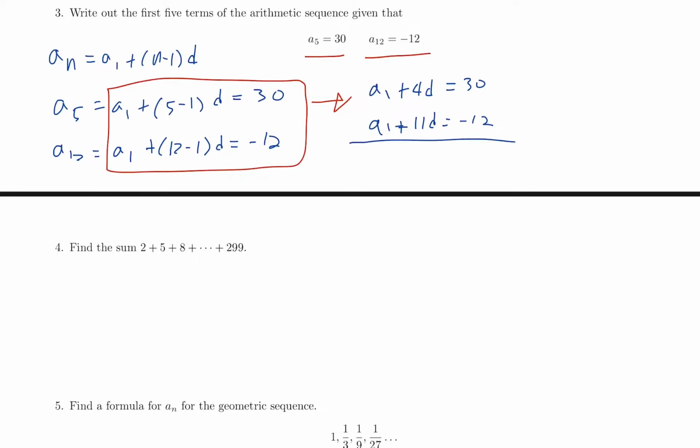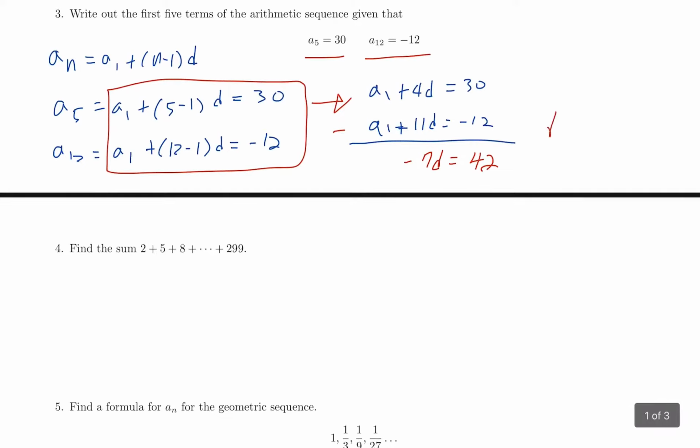So here we can subtract, then we get negative 7d equals positive 42. So the common difference is negative 6.